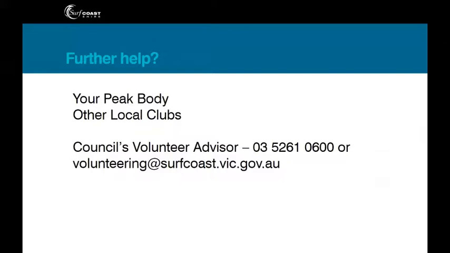And often a peak body, if you're part of a wider association, sometimes they have their own resources and advice. As I said, you may know another group that seems to run pretty well. Why not talk to them? And council has staff that can support and assist you in grant writing or in things volunteering. Feel free to contact.